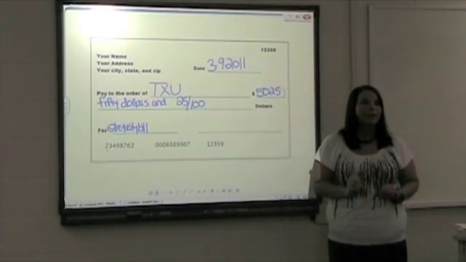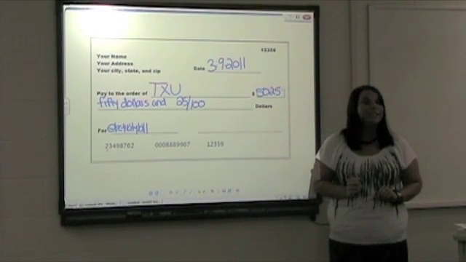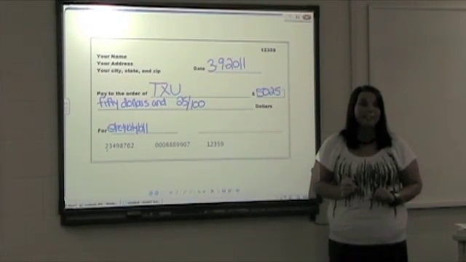Our sixth and final step will be to sign our check. The signature needs to be the same every time. It also needs to match the signature that's on file with the bank. This ensures that the check clears every time and no problems can arise.